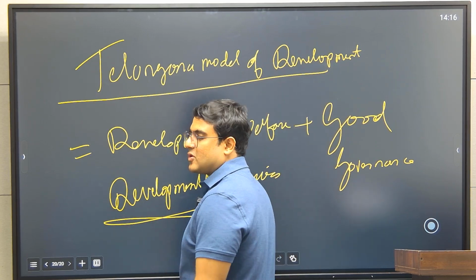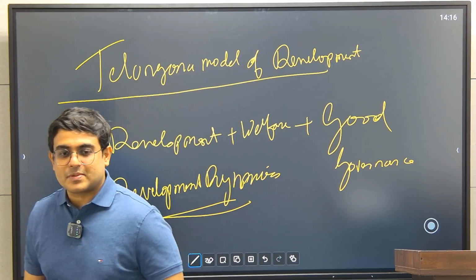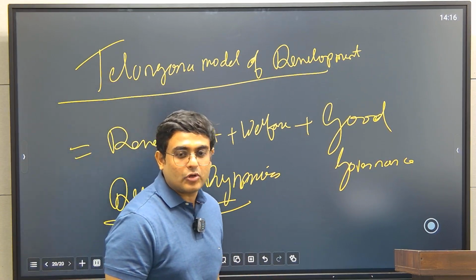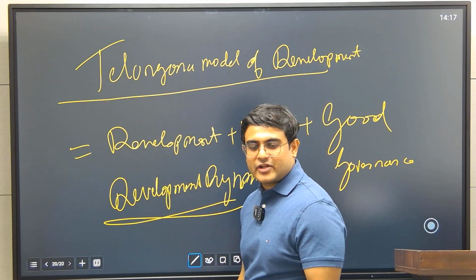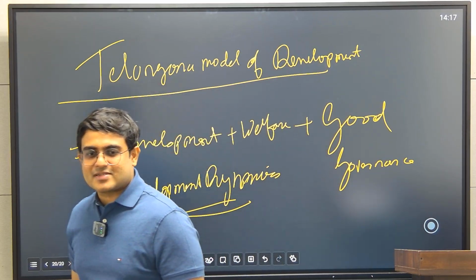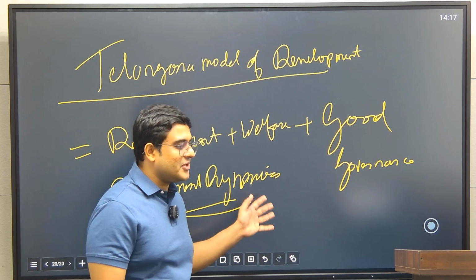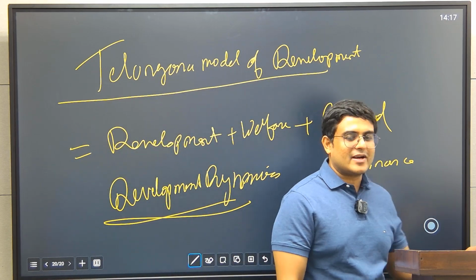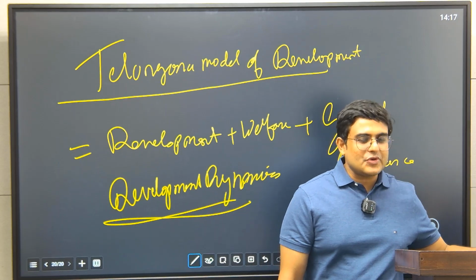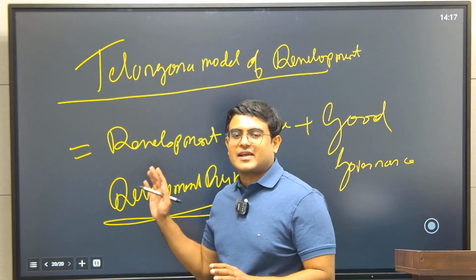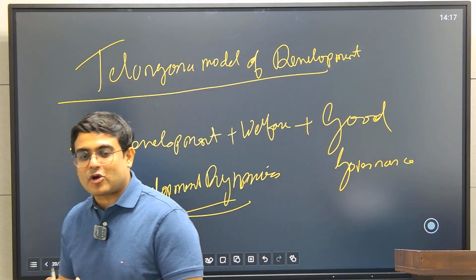So in this chapter also it mentions the concept of development, changing profile of development, models of development. And this is one model, the Telangana model of development. You can give examples. Do you think this model is very new? If you have read that chapter properly, you would have related this Telangana model of development with one of the models.